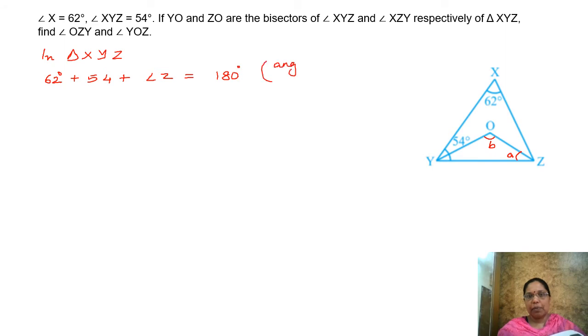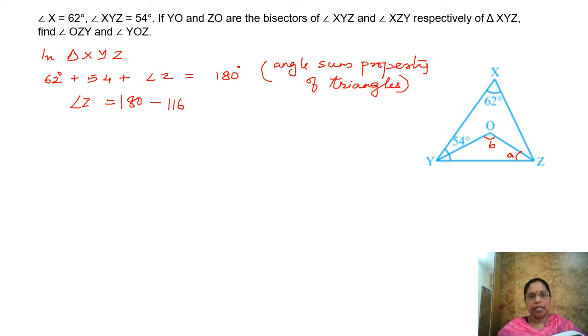That is angle sum property. That is because of the angle sum property of triangles. Then can you find angle Z? Angle sum property of triangles. What is angle Z then? What is 62 plus 54? 116. What will be the answer of angle Z then? That will be 64 degree. Got it? So angle Z is equal to 64 degree.